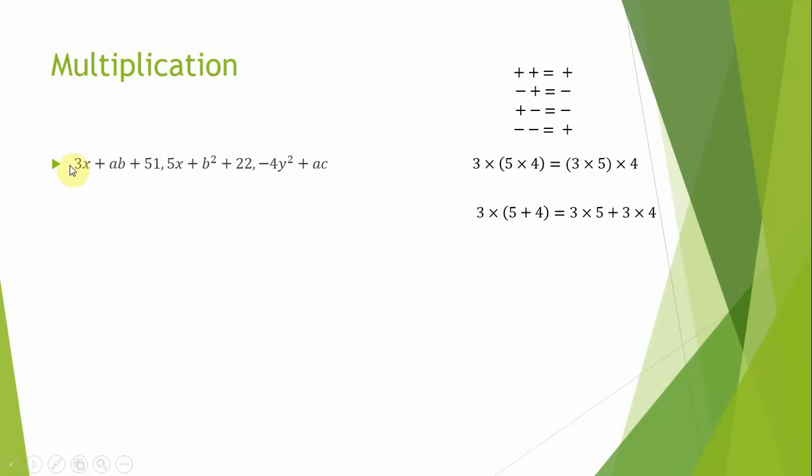Let's have a look at the same three expressions again. So 3x plus ab into 51, 5x plus b square plus 22, and minus 4y square plus ac. Let's put brackets around the three expressions and multiply them together.